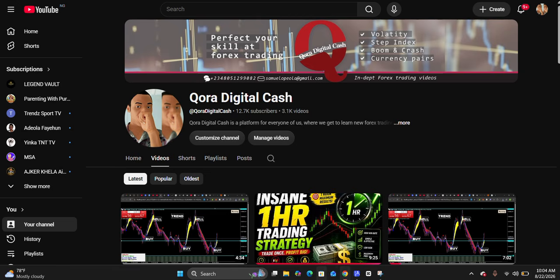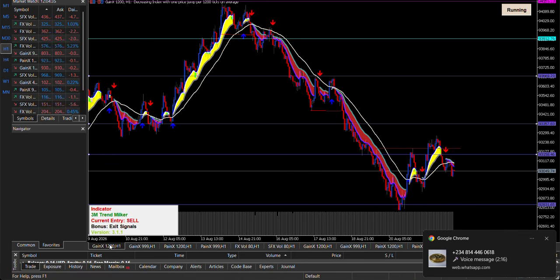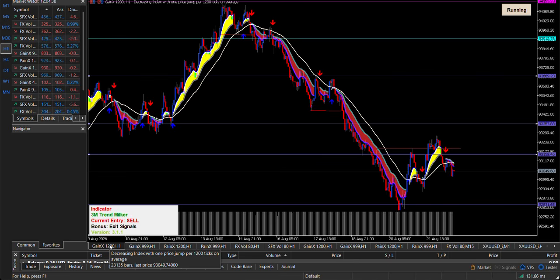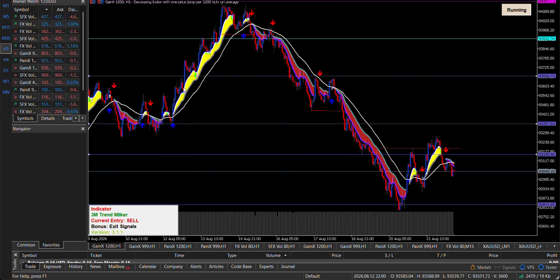So let's go straight into what we have right here. Quickly guys, this is Ganex 1200, and this is on the 1 hour time frame. There is one thing I have actually noticed on the 1 hour time frame: you can easily get the direction of the trend and stay within that trend for a very long time. The only thing I will advise you to do is to make sure you trail it from the beginning to the end. In case you don't know how to do that, I'm going to show you later on in another video. But for now, let me explain this same strategy to you guys.